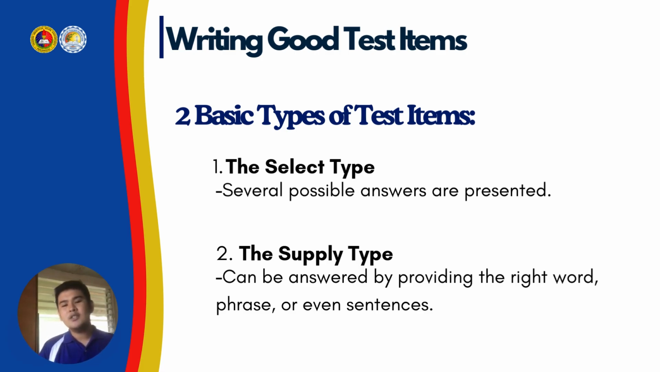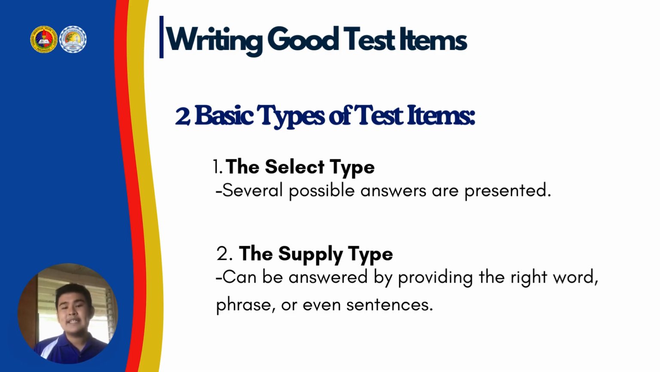Now let us move on to the supply type. Unlike the select type, supply type items require students to generate their own answers. This means that they have to provide the correct word, phrase, or even a complete sentence in response to a question. This type can be more challenging because it tests not only their knowledge but also their ability to articulate.